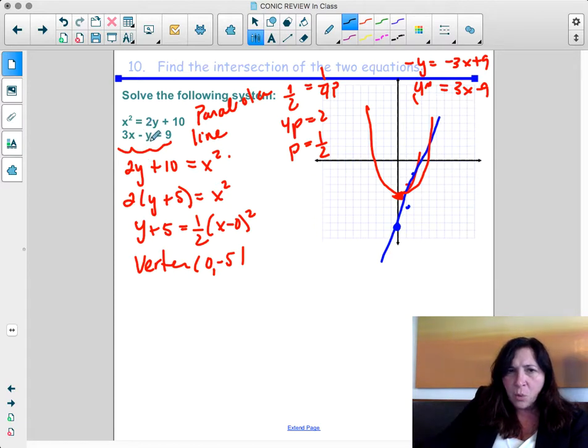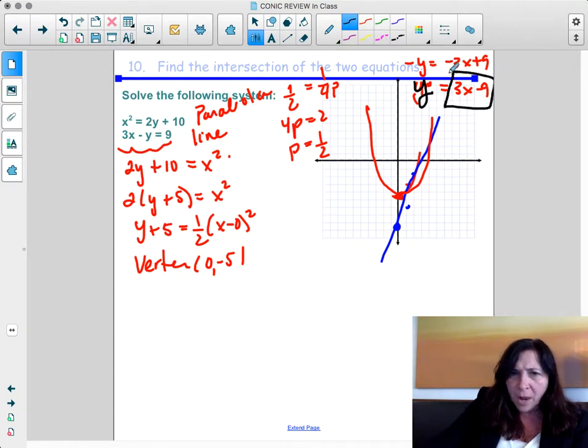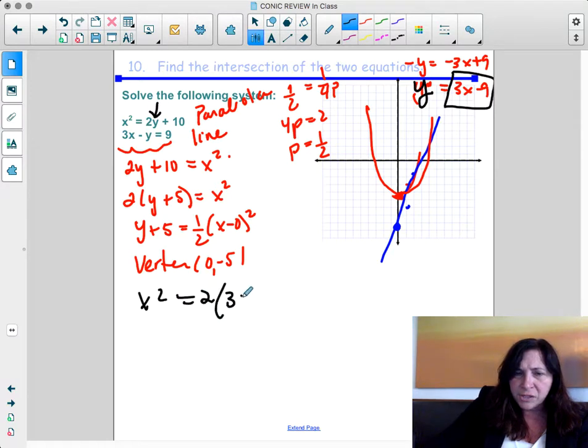I've got y is equal to 3x minus 9. I'm going to take what y equals, and I'm going to plug that in for y. So see this y right here? That's where it's going to go. So we're going to have x squared equals 2 times y, which is 3x minus 9, add 10.